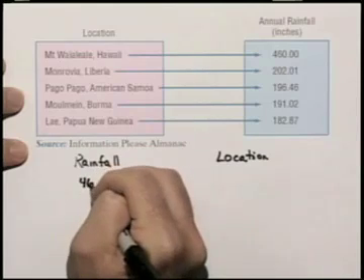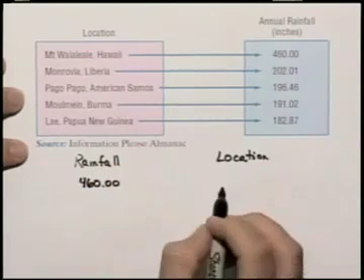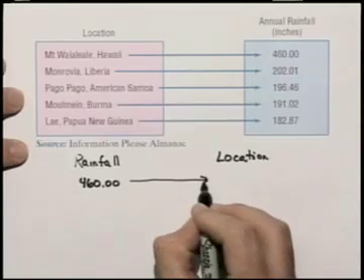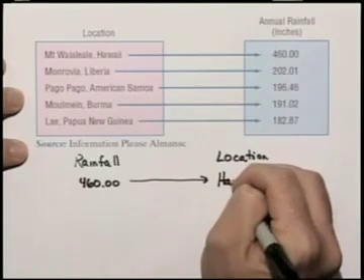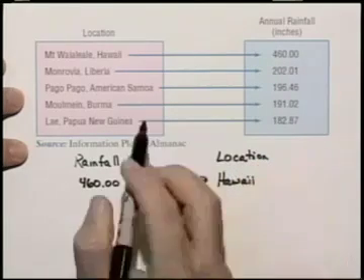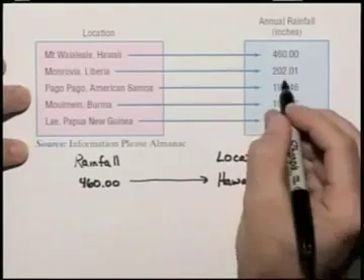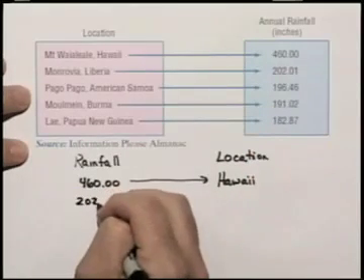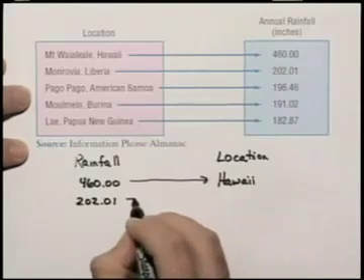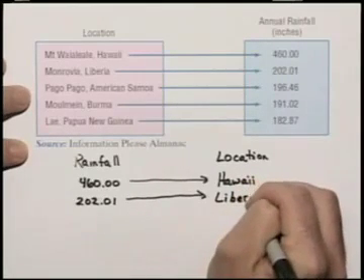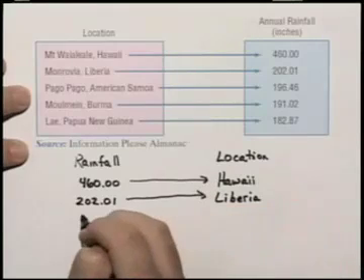So what location has rainfall of 460 inches? That's going to be the Hawaiian location. Don't expect me to pronounce that. For the rainfall 202.01 inches, the location is Liberia.